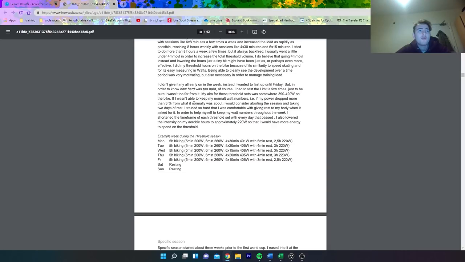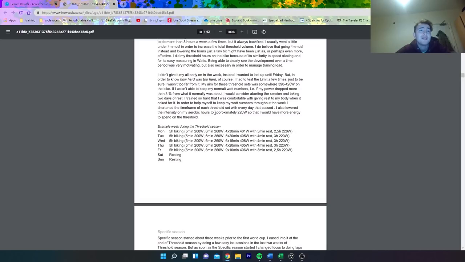If my power dropped more than 3% from what it normally is, I can consider aborting the session and taking 2 days of rest. So basically, he's pretty consistent. He also lowered the intensity on his aerobic rides to approximately 220, which makes sense. You just accumulate slightly less lactate.